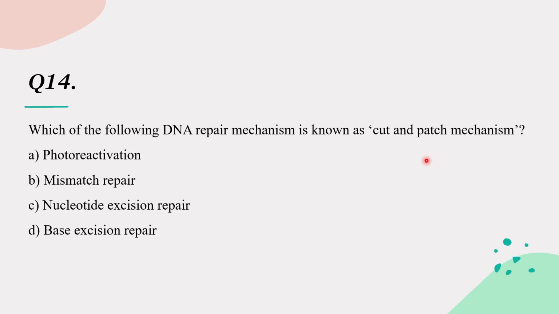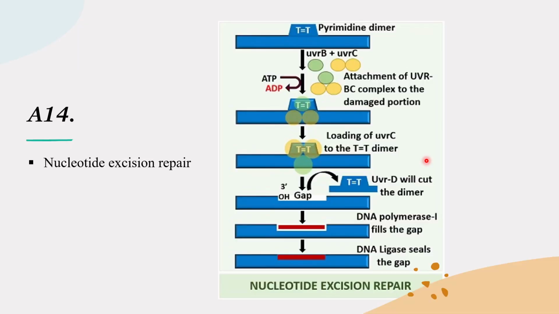Some of you have answered B, some of you have answered D or C. Let's see. The answer will be nucleotide excision repair. It will be C. How? Let's discuss. In nucleotide excision repair, there will be a cut and patch mechanism, like we have already discussed regarding pyrimidine dimer. When UV light is exposed to DNA, it generally forms a thymine dimer.